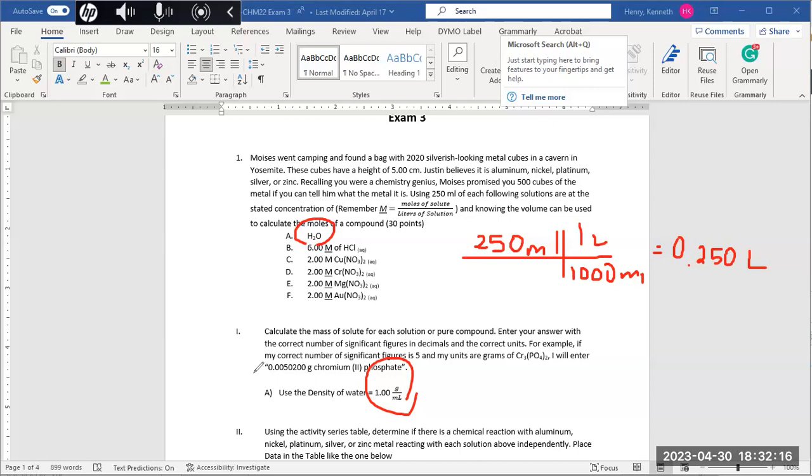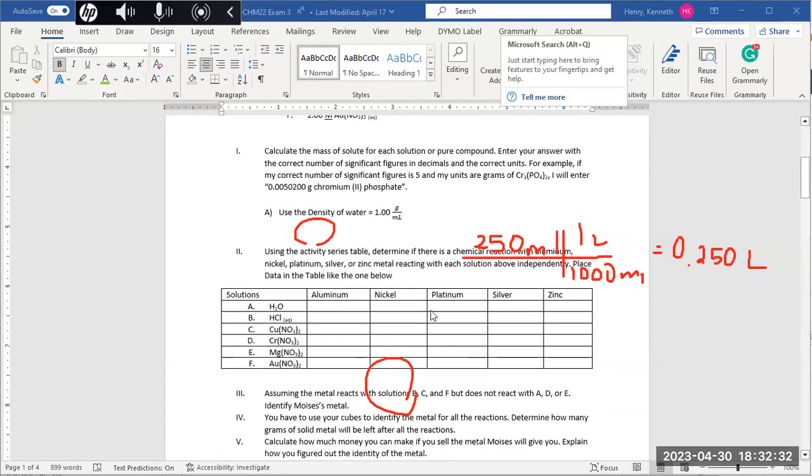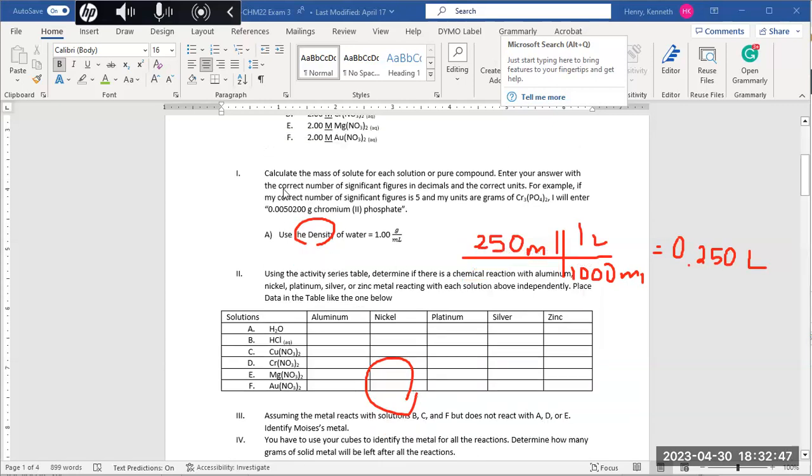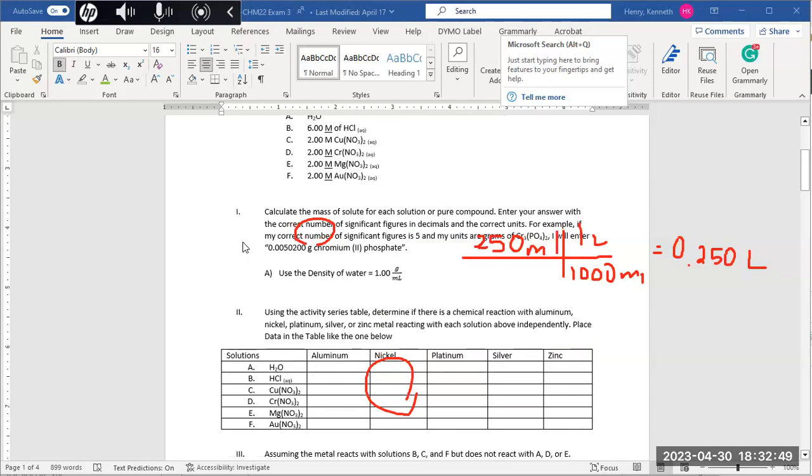So we choose the equations that react and calculate from there? That's right. Okay. And then it also helps if you take a look down here. So your little table down here, you figure out what is able to react. And then it also says, okay, assuming that the metal reacts with solutions B, C, and F, but doesn't react with solutions A, D, and E. So that list up here, right? So based upon that, it should help you narrow down what your metal is.